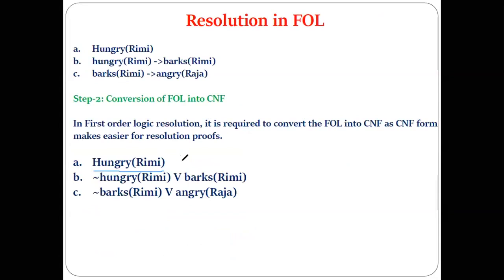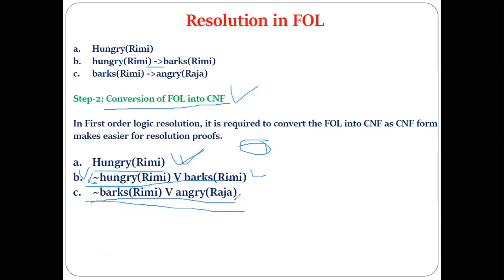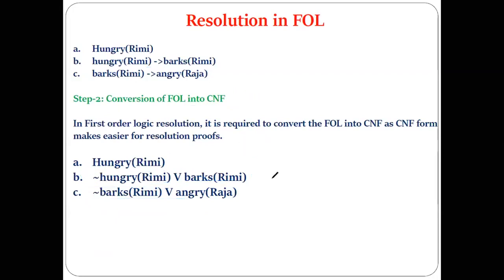So first statement as it is. Second step is the conversion of FOL into CNF. Second, we'll remove the implication, and that's why we get the conversion like this, negation. You can utilize this symbol also for the negation, or write the negation symbol like this, it doesn't matter. Negation hungry Remy or barks Remy. The third statement will be converted in the similar way, correct? Is there any other change we need to do in the conversion of FOL into CNF?